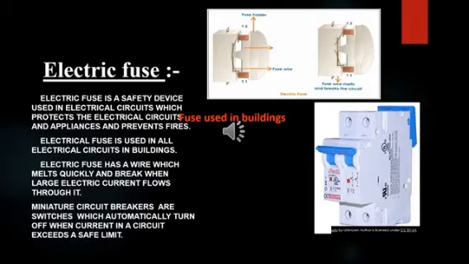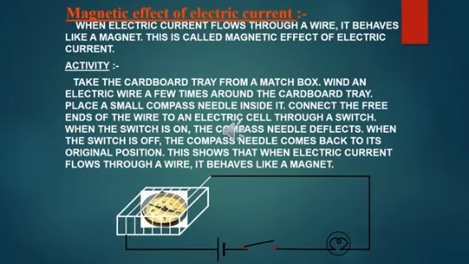So have you all understood? So the electric fuse is also another device which works on the heating effect of electric current. So till now we have studied the heating effect of electric current, and you have understood the various appliances which work on the heating effect of electric current. Now the next concept which we are going to take up is the magnetic effect of electric current.